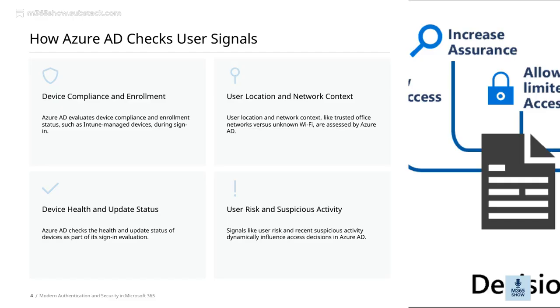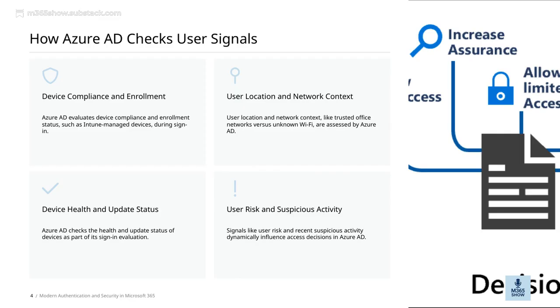Now, let's look at how Azure AD checks user signals to make authentication smarter and more secure. First, it considers signals like user risk and suspicious activity. For example, if there's recent unusual behavior or potential security threats, Azure AD dynamically adjusts access decisions accordingly. Next, it evaluates the health and update status of devices during sign-in. This ensures that only devices that are secure and up-to-date can access resources.